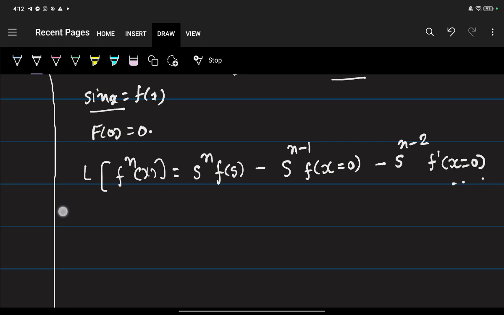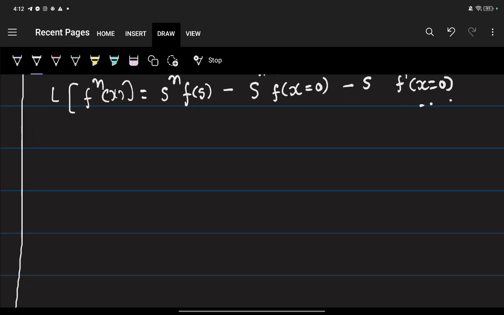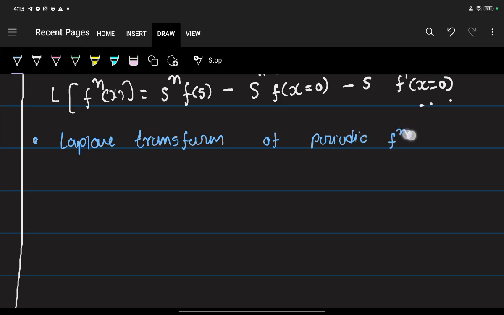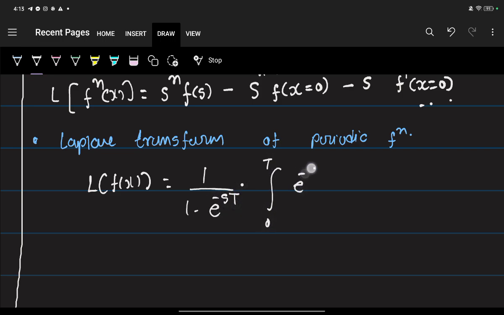Alright, now the Laplace transform of a periodic function. So remember, the Laplace transform of a periodic function is given by 1 by 1 minus e raised to minus sT, times the integration from 0 to T of e raised to minus sx multiplied by f of x dx. It is that simple, okay? You just have to place the value of that function and you'll get the answer, okay?